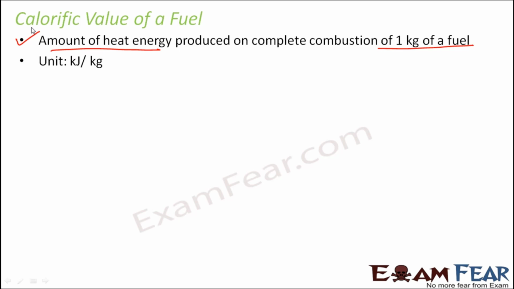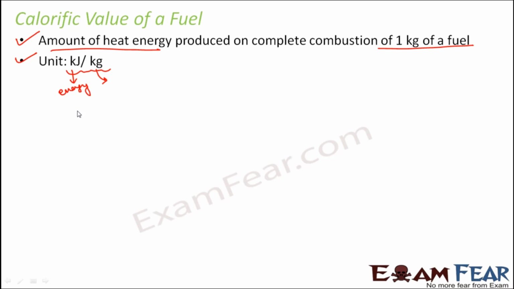So higher the calorific value of a fuel, higher is the heat energy produced by that fuel. So better the fuel is. So for a good fuel, its calorific value should be higher. And the unit in which it is measured is kilojoule per kg. Why kilojoule per kg? Joule is the unit of energy, right? And kg is the unit of mass. So the amount of fuel that is being burned to produce energy in terms of joules. So therefore the unit is kilojoules per kg.